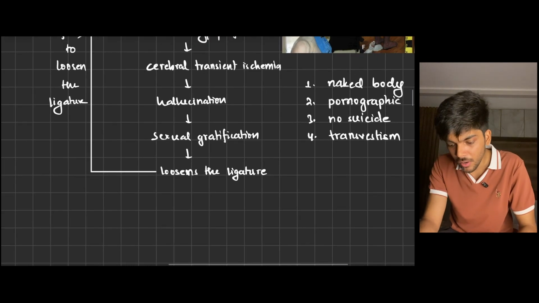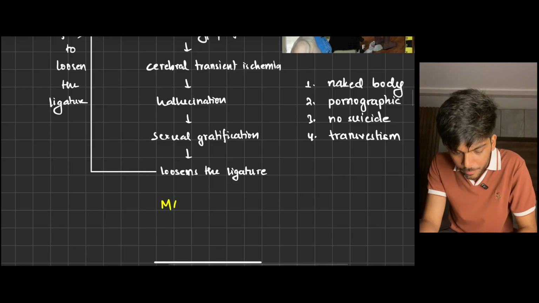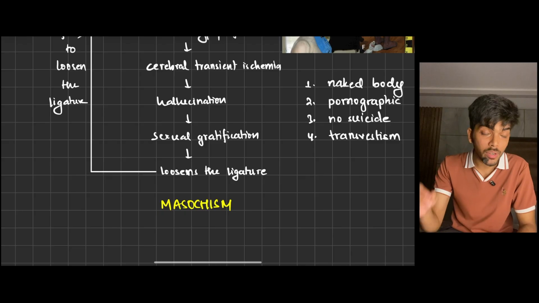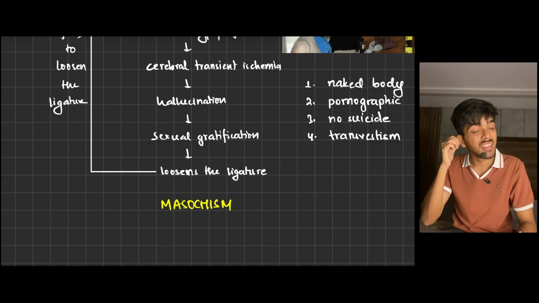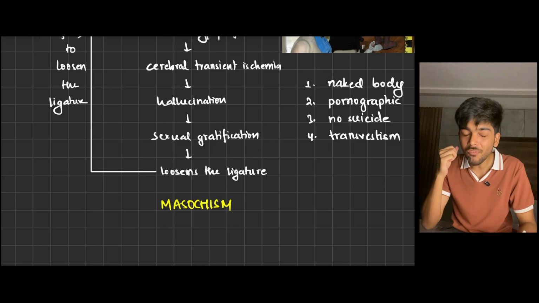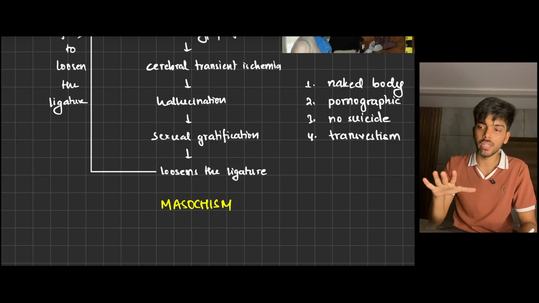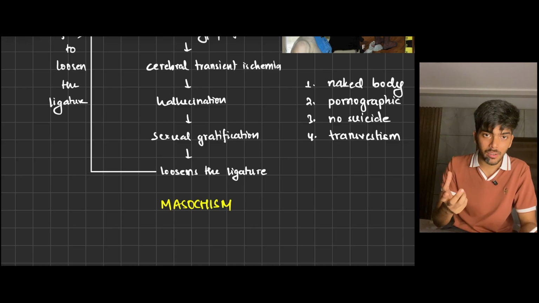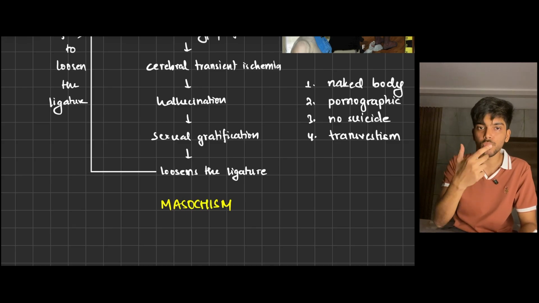And this is kept under something called masochism. Masochism is where the person enjoys himself or gets sexual gratification or gets sexual pleasure by inflicting pain on himself, inflicting some sort of pain or embarrassment, all that stuff. That's masochism.